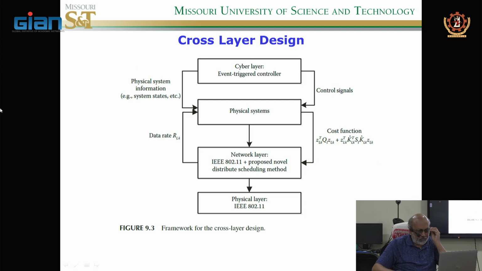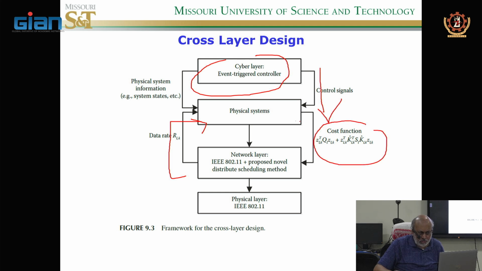So if you look at the cross-layer design now, the network layer uses the data rate. The physical system generates information to the cyber layer. The cyber layer generates the control signal. You determine the cost function from the physical system, or the reward. The reward is used in the network layer, and that information is essentially used in the scheduling protocol, and then that information is sent to the physical layer.